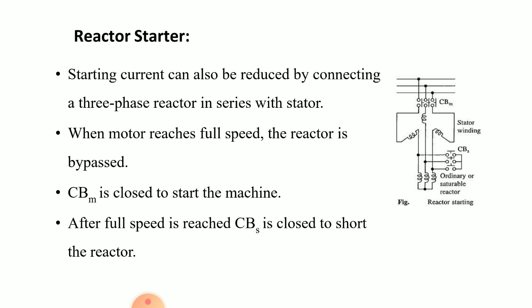Next one is reactor starter. The starting current can be reduced by connecting a three-phase reactor in series with the stator. When the motor reaches the full speed, the reactor is bypassed. Here two circuit breakers are connected, CBM and CBS. Initially, the circuit breaker CBM is closed to start the machine. When the machine reaches the full speed, then the circuit breaker CBS is closed to short the reactor.